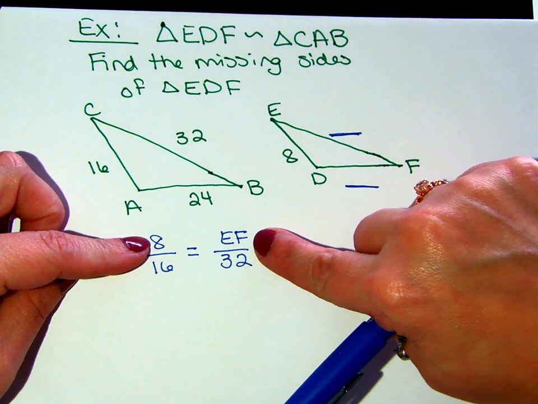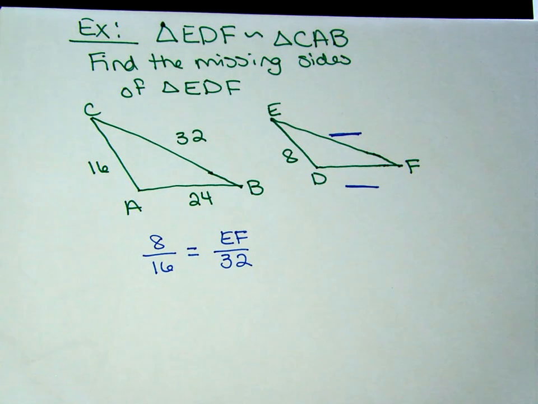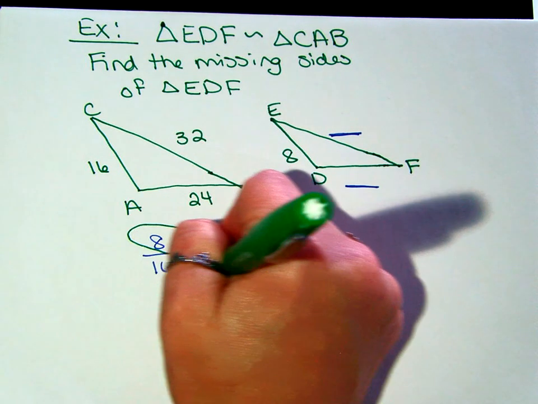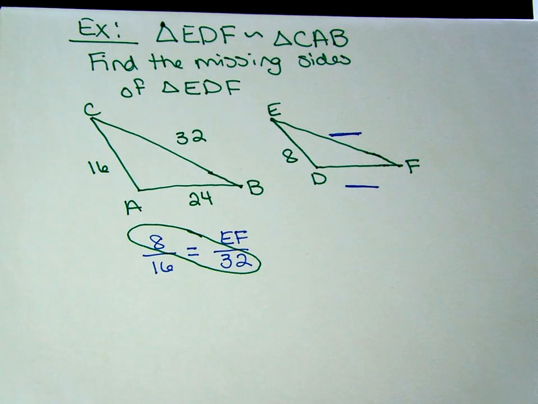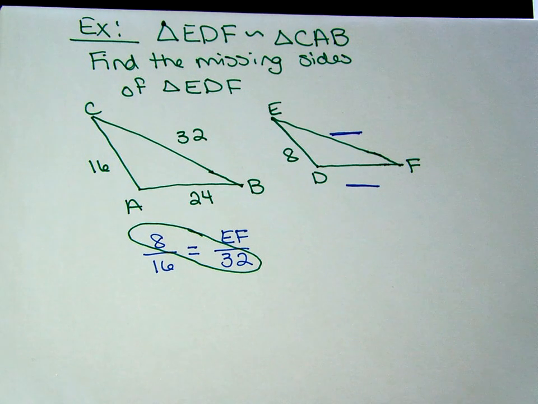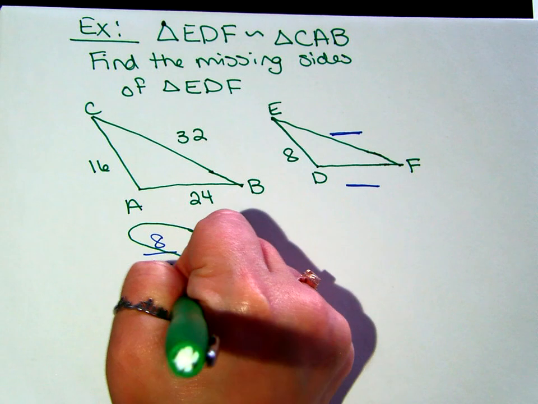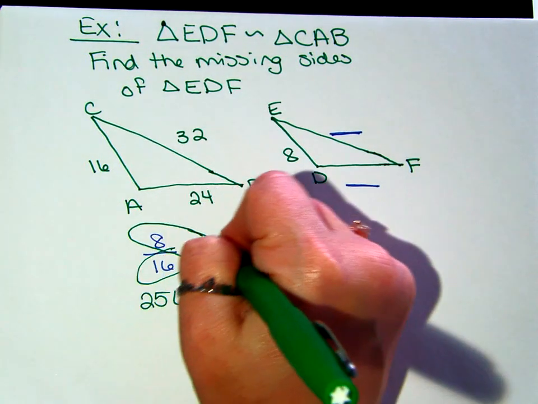Now, how do we solve? What's the nice method that we have to solve when we have a fraction equal to a fraction? Cross multiplication. That's exactly right, or the butterfly method. Some people may know it. Cross multiplication. We take the top left times the bottom right. So we'll take 8 times 32. 8 times 32 is 256. And we take bottom left times the top right, giving us 16EF.